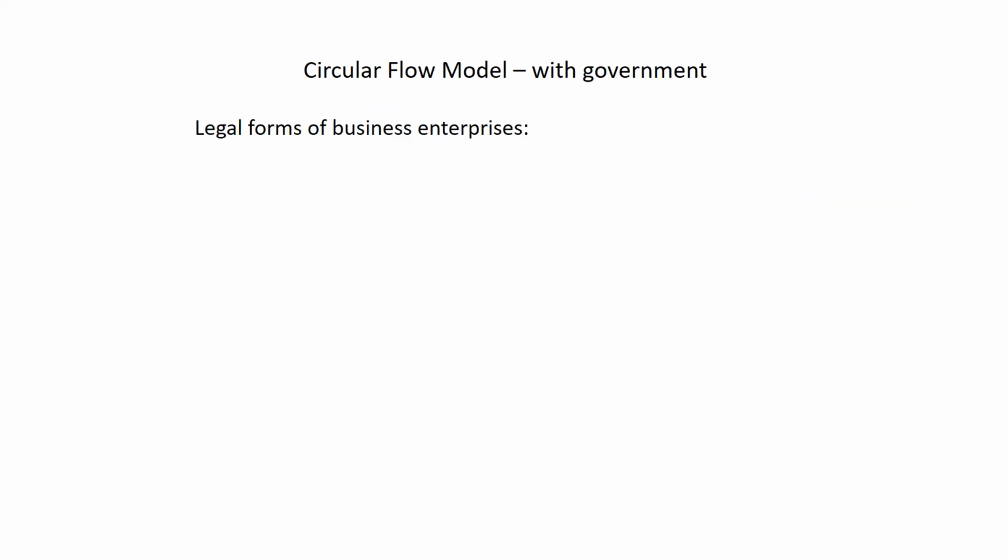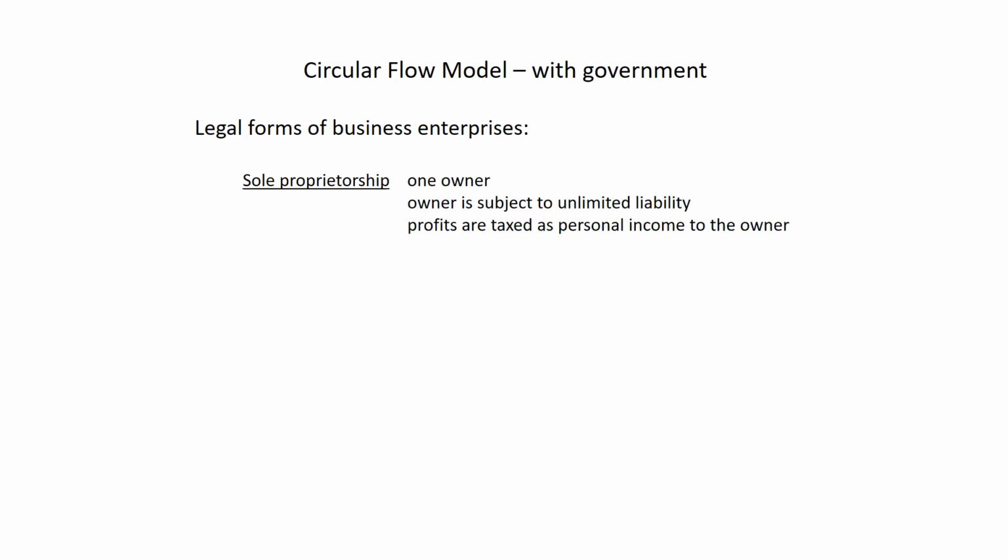Before we move on, let's talk about the legal forms of business enterprises. The most basic form of legal enterprise is the sole proprietorship. This is a business with a single owner. Sole proprietorships can be risky because the owner is subject to unlimited liability.